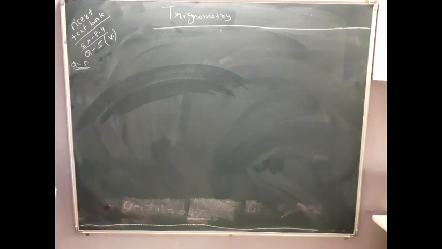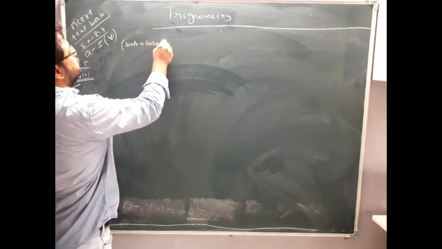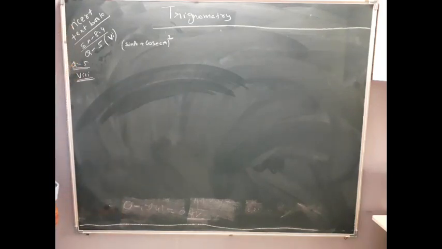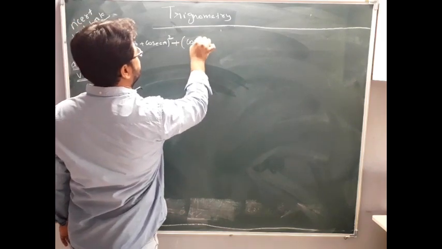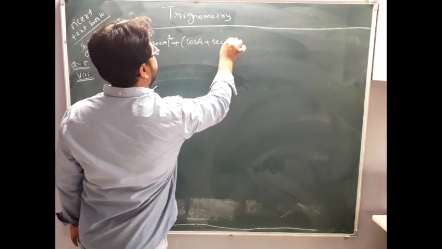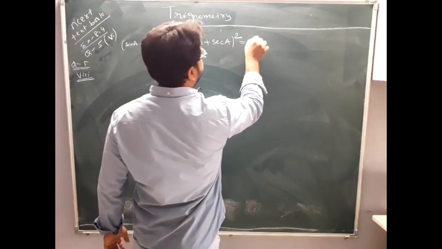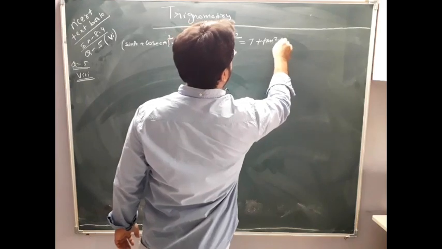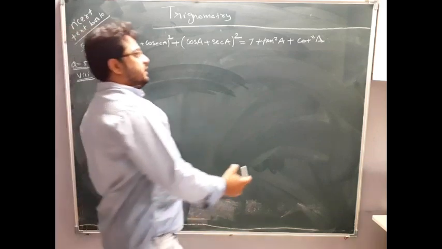So next problem is, I'll go with eighth problem. Yeah, eighth problem, and the problem is sin A plus cosec A the whole square plus cos A plus sec A the whole square equal to 7 plus tan square A plus cot square A.